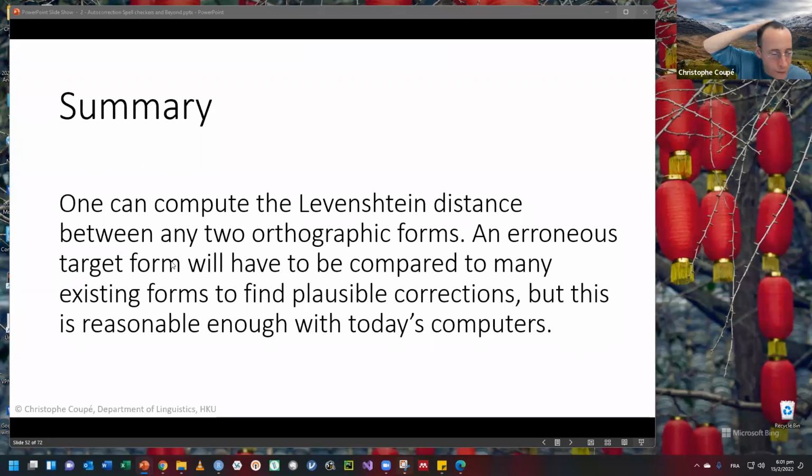So you can compute this Levenshtein distance between any two orthographic forms, or distances which are quite like the Levenshtein distance. You can do some adaptations here. If you have an erroneous target form, you compare it to many different existing forms to find plausible corrections. And because computers are so fast today, it's super fast to compute the matrix. So you can do it very, very fast, and you can then find plausible corrections. That's likely what you will have in the background of some of the systems you are using, which do autocorrection or spell checking.